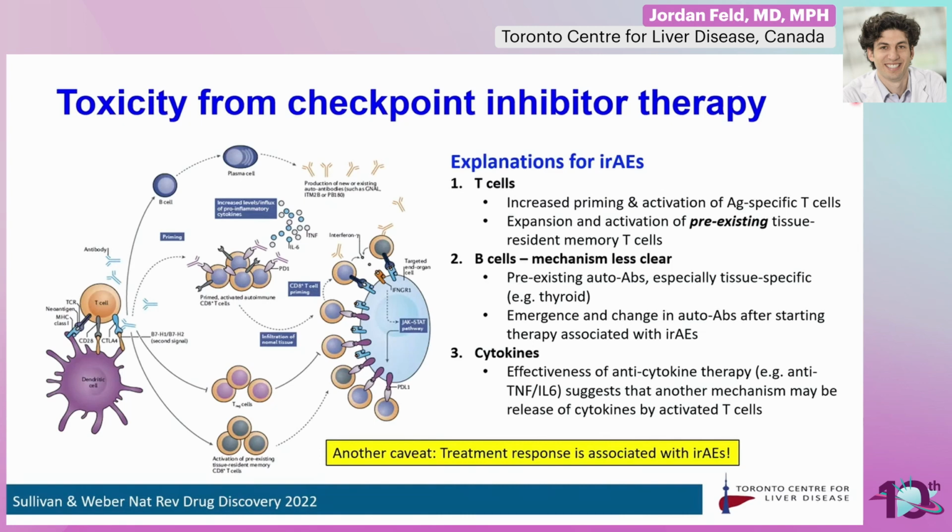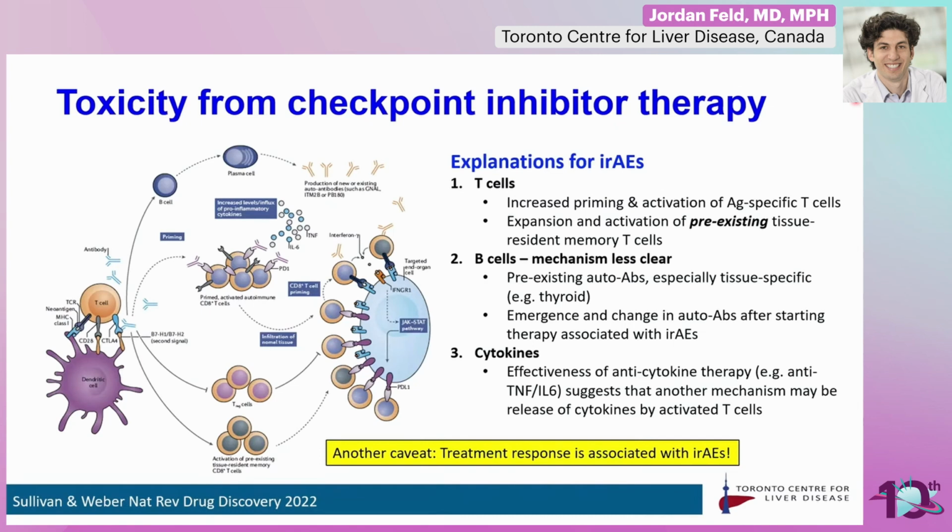Interestingly, although not directly the target, there does seem to be a role for B cells here. Pre-existing autoantibodies, especially the tissue-specific autoantibodies, are associated with a higher risk of immune-related adverse events. And as you follow patients, and this has been done again in the cancer field, you see emergence and change in the autoantibody profile that is associated with a higher chance of developing these IRAEs. And then also, more learning from the therapeutic side is that targeting anti-cytokine therapy, particularly with colitis, with anti-TNF therapy and anti-IL-6 therapy as well, suggests that another mechanism might just be release of cytokines.